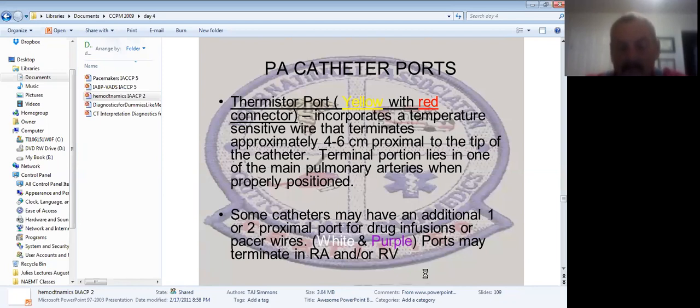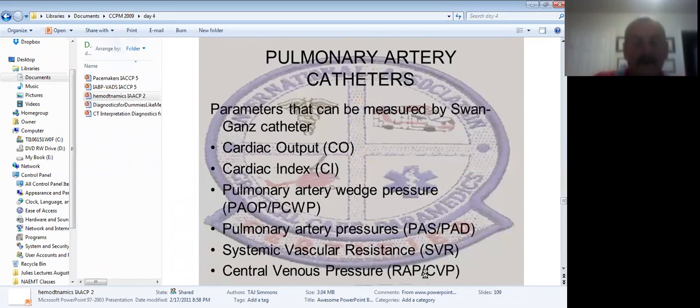And then the white and purple port is for your drug infusions, pacer wires. They terminate in the right atria and/or right ventricle. So what are the things that a pulmonary artery catheter measures? Well, pretty much everything: cardiac output, cardiac index, wedge, pulmonary artery pressure, systemic vascular resistance, and central venous pressures.